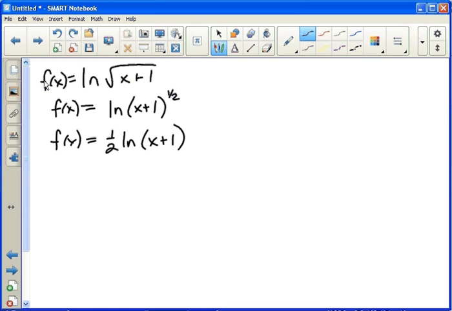So now if I take the derivative, I get 1/2 times the derivative of the inside over the inside. You can leave your answer just like that, or if you want, go ahead and distribute the 2 through the bottom, and you get that. So hopefully that gives you an idea of why the properties are helpful when we take the derivative.